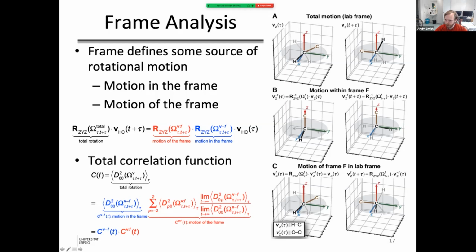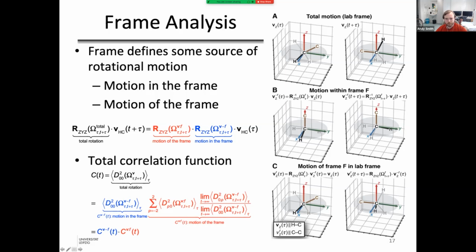Okay, and the way we've implemented this is something called the frame analysis. To separate into multiple motions, you're going to need multiple frames, but I'm just going to talk about how this works for a single frame. What you do is define a frame, and that frame allows you to separate motion in the frame from motion of the frame. As a simple example, let's say I've got a methyl group rotating. The total motion of an HC bond in the methyl group is the result of the methyl rotation itself, but also the result of reorientation of the carbon-carbon bond to the methyl group.